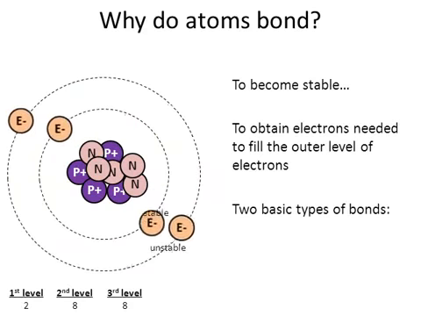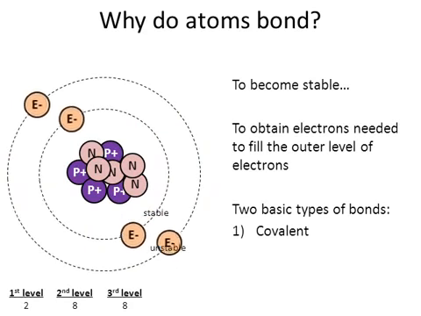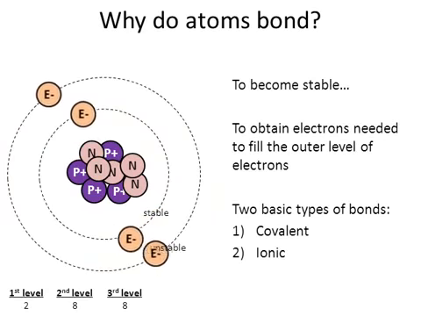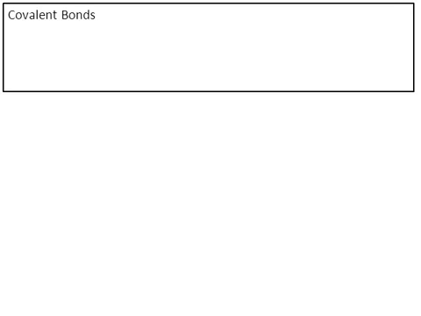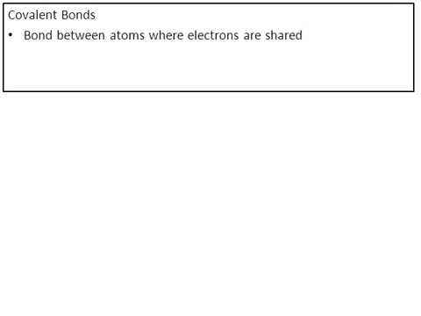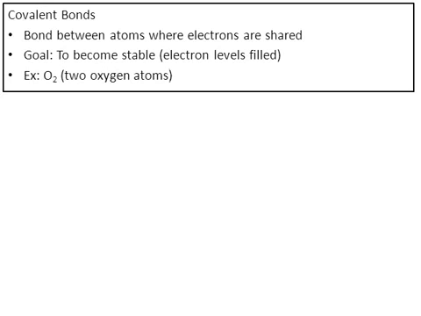Now, there are 2 basic types of bonds, and that's why you're watching this video, to learn the difference between the covalent bonds and the ionic bonds. Let's go over covalent bonds first. The basic definition of a covalent bond is a bond between atoms where they share electrons. The goal of atoms forming covalent bonds is to become stable, to fill their levels of electrons. The classic example of this is oxygen, the oxygen that we breathe, O2, the oxygen that plants make by doing photosynthesis, which is actually 2 atoms of oxygen stuck together.